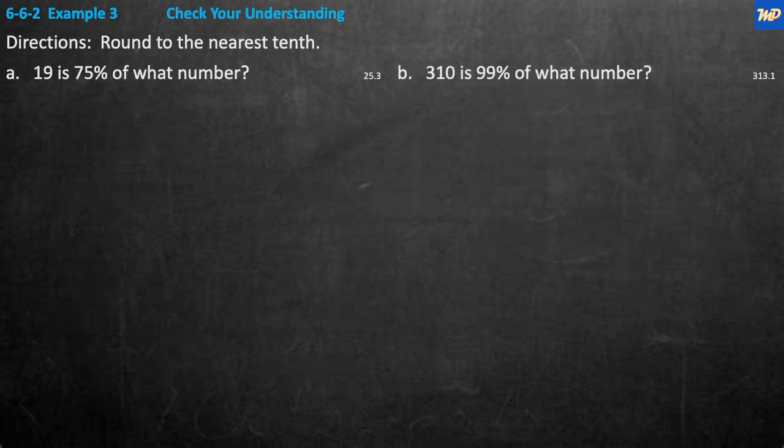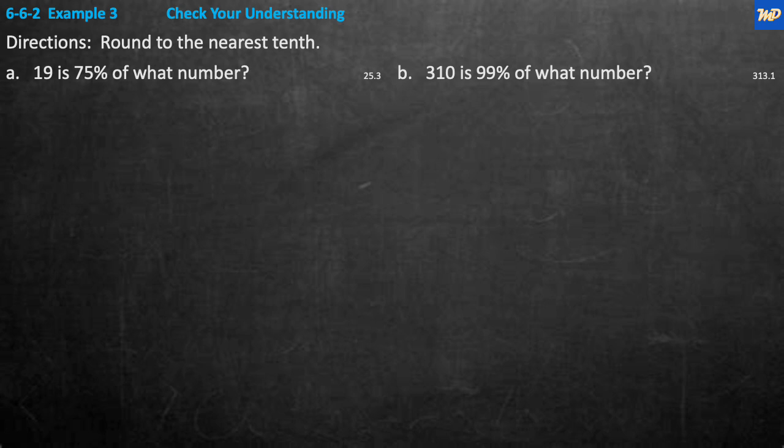Okay, example 3, check your understanding. Round to the nearest tenth. So I'll wait for you. Problem A, 19 is 75% of what number? It's the same kind of thing we just did. 19 is a percentage of some unknown number. So that's the whole amount. 19 is a percentage of a whole amount. 19 over that whole amount. It's just like the fraction we just did. And I'm going to write it that way.